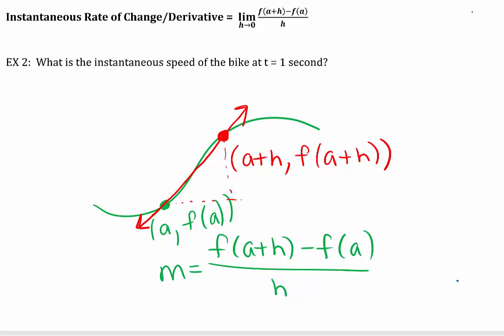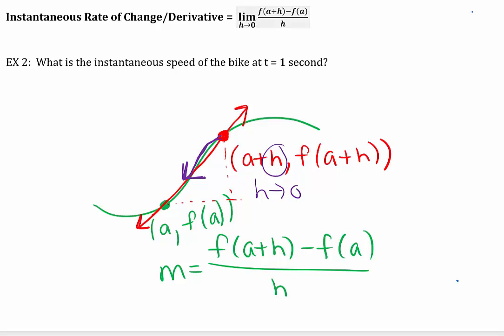Now, if I want to find an instantaneous rate of change, if I want to know what is the rate of change just at that one specific point, what we're going to do is imagine, well, what happens if that second point gets closer and closer to that first point? And so the idea is we are going to let this h here go to 0. We want the 2 points to be at basically the same location. And so that's what this limit part of the definition is telling me.